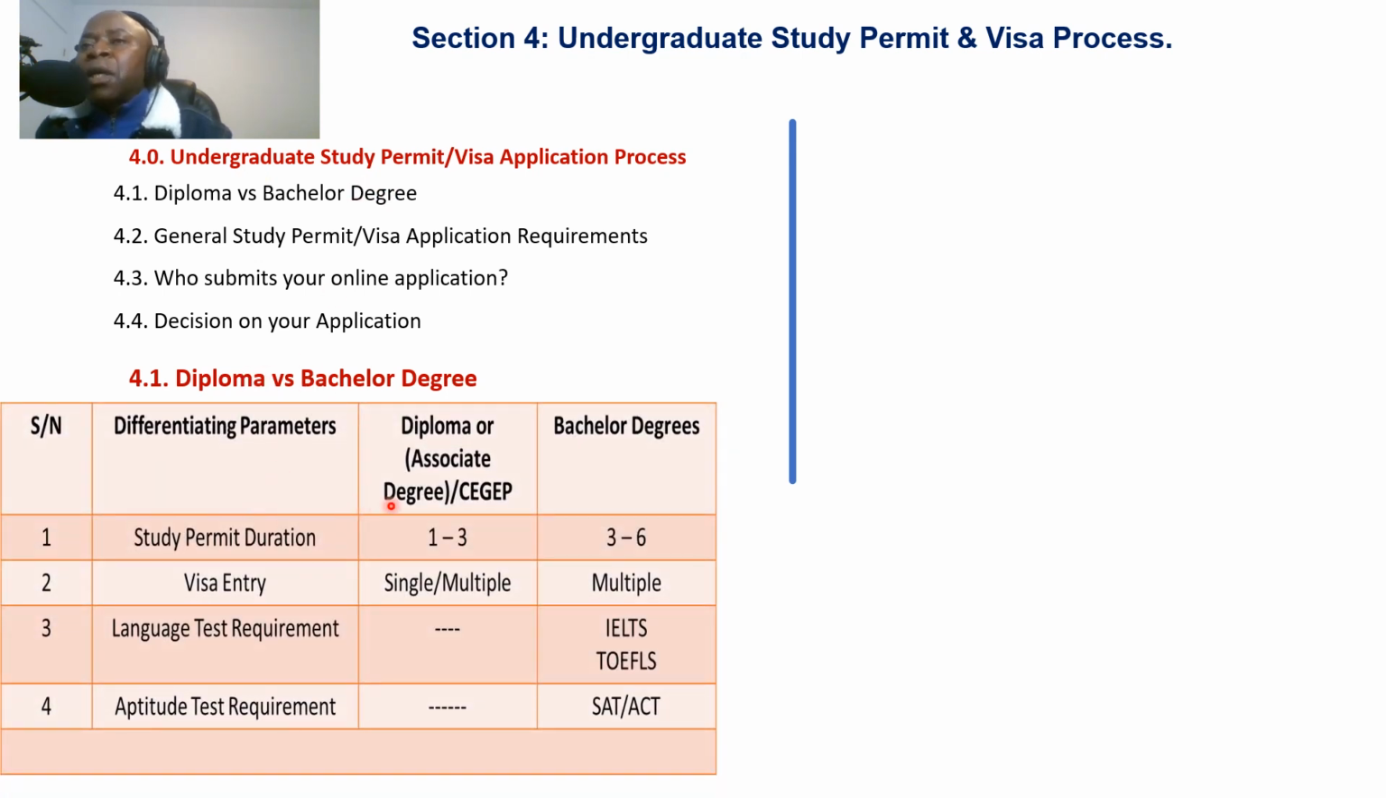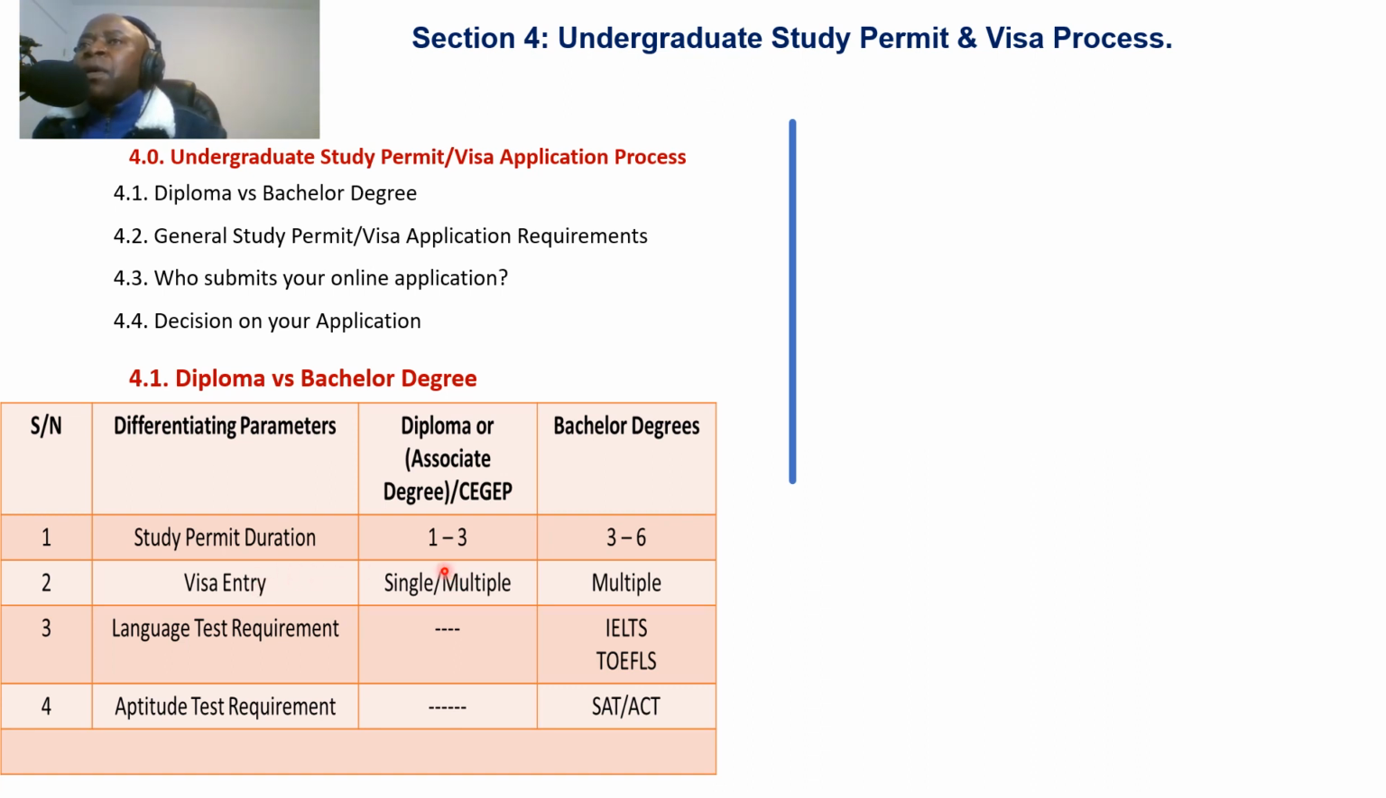So let's start with how you apply for an undergraduate study permit if it's a diploma. If it's a diploma, the study permit is likely to be between 1 and 2 years. For a bachelor degree, 3 to 6. The first thing is to make sure that the validity of your international passport is more than the duration of the study permit. So if you're applying for this, your international passport must be valid for a minimum of 3 years. If this one, a minimum of 5 years.